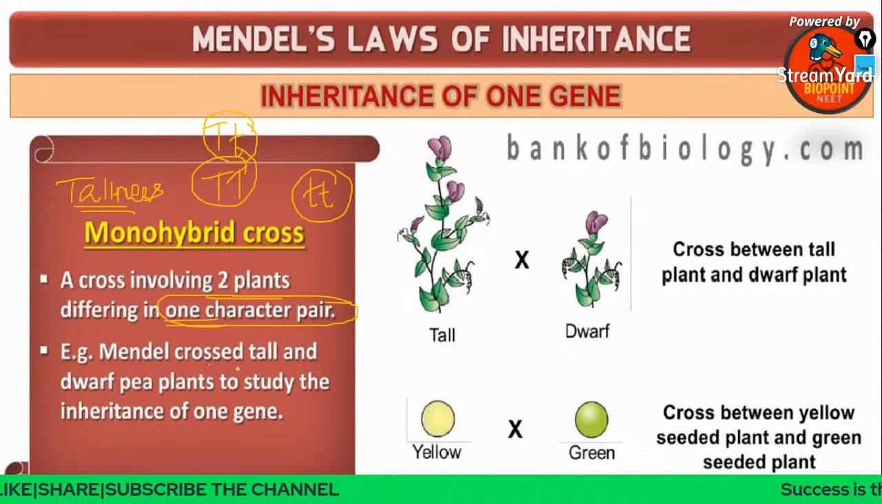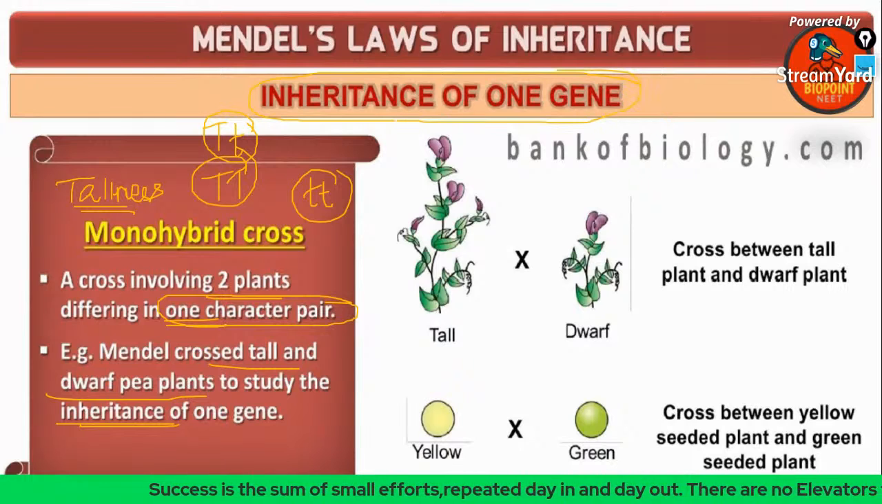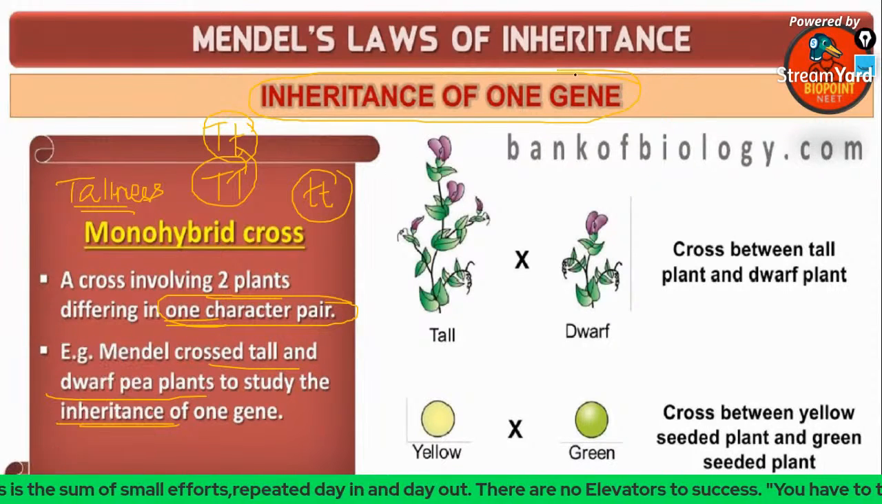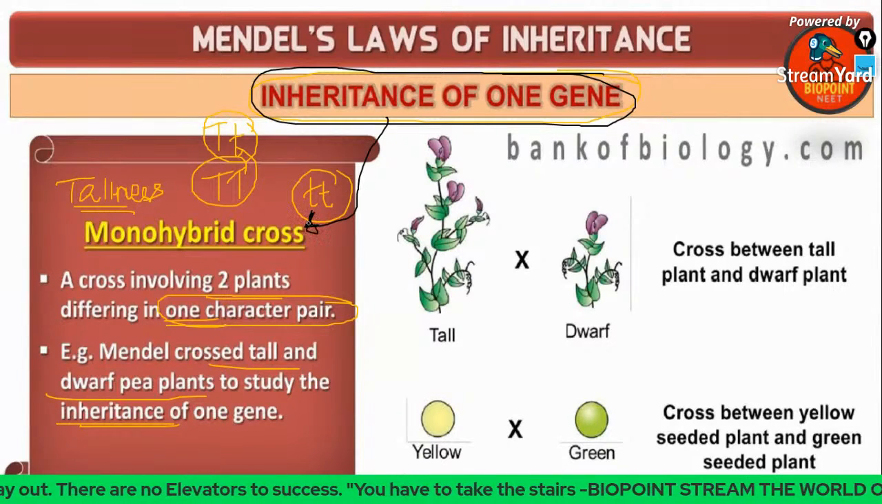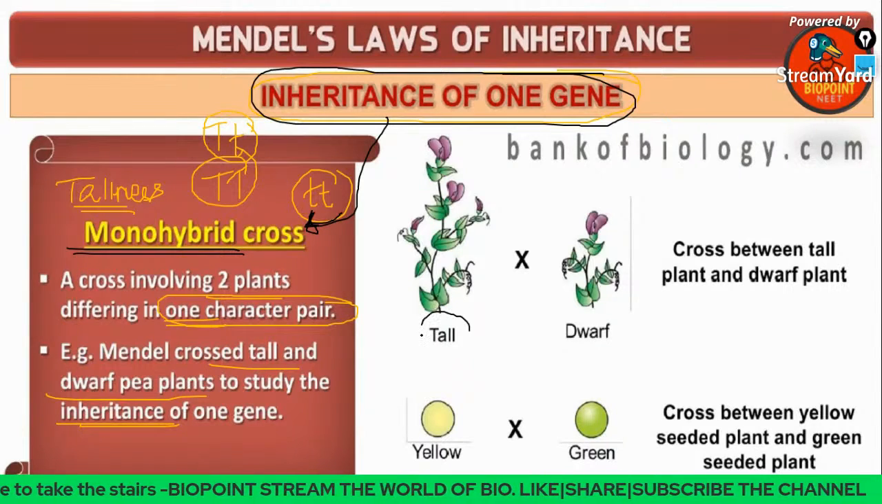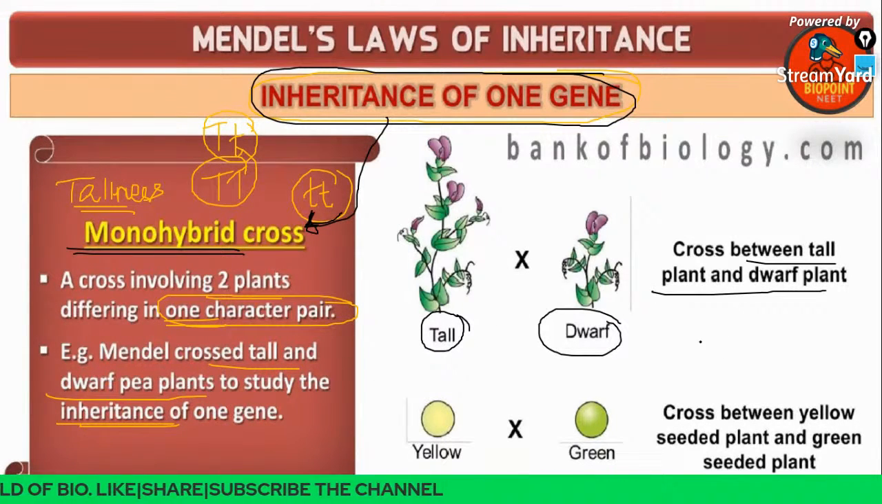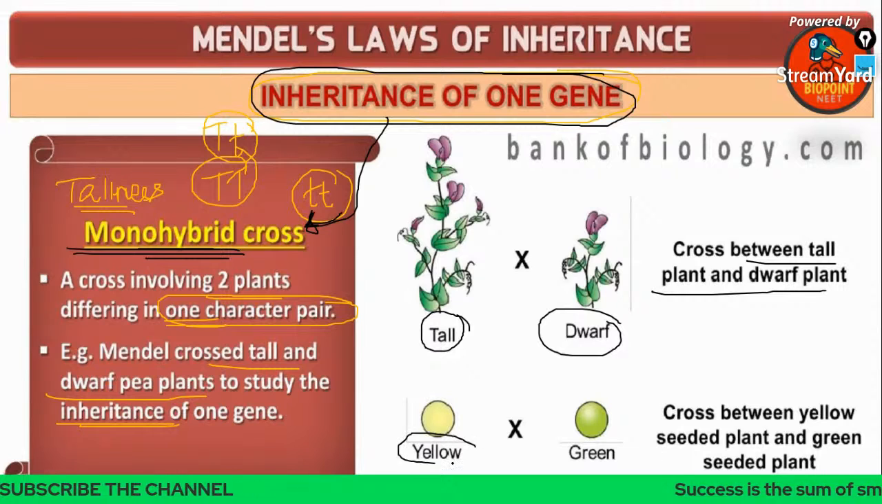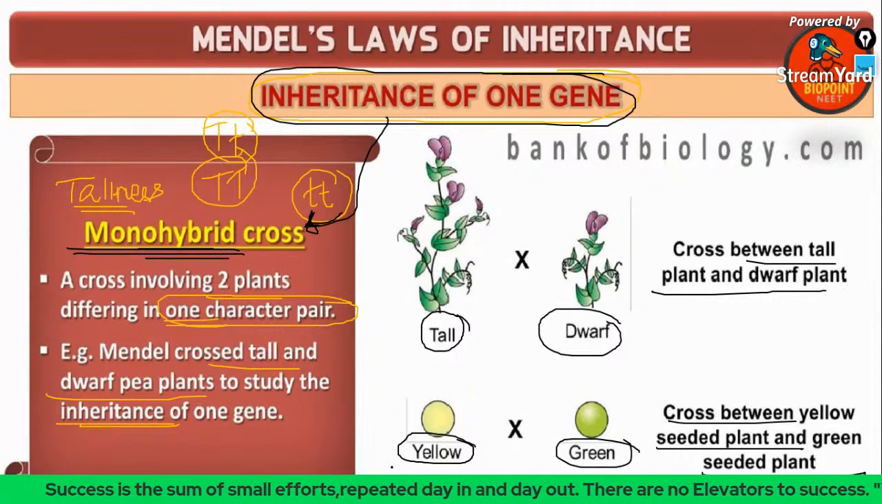Mendel crossed tall and dwarf pea plants to study the inheritance of one gene. In your question, they can ask you this particular sentence also: inheritance of one gene is similar to what? Monohybrid cross. For example, a cross between a tall plant and a dwarf plant is an example of a monohybrid cross. Otherwise, yellow versus green is also an example of a monohybrid cross.